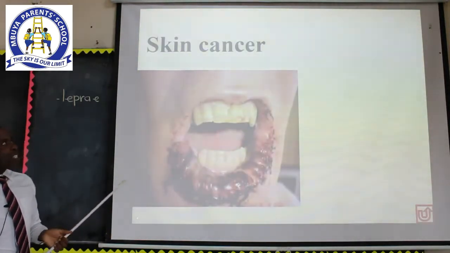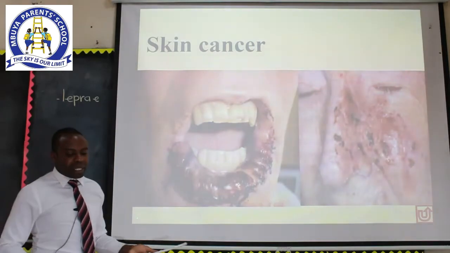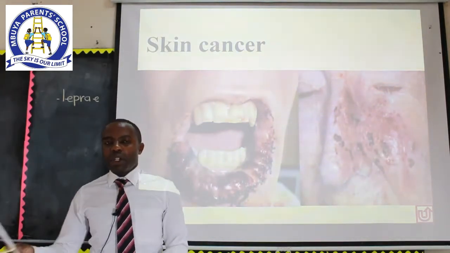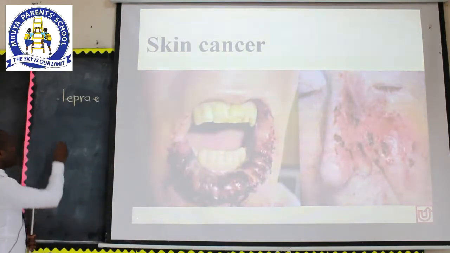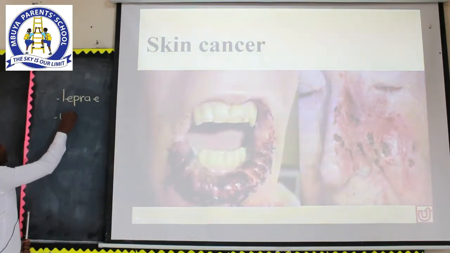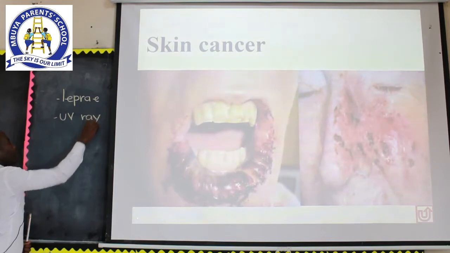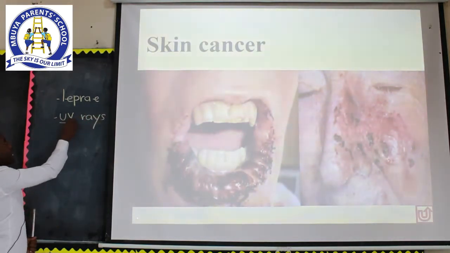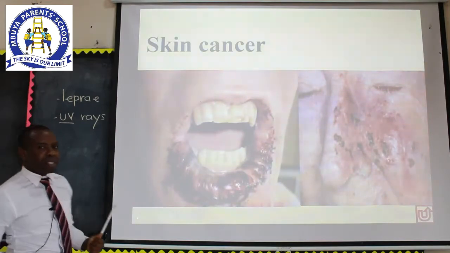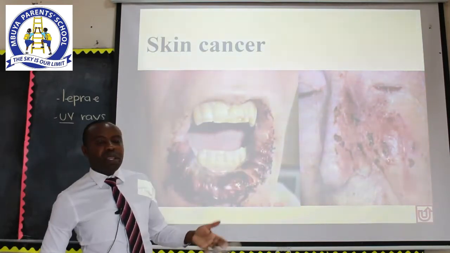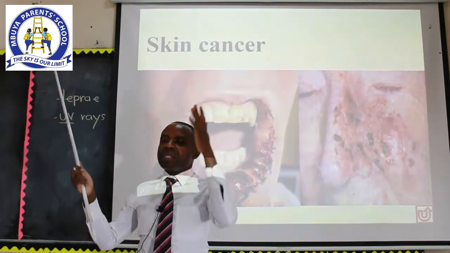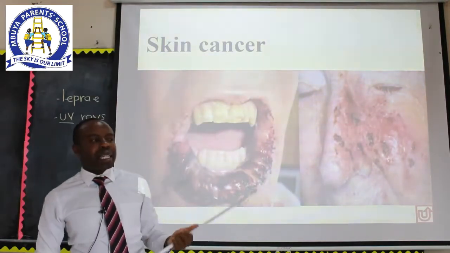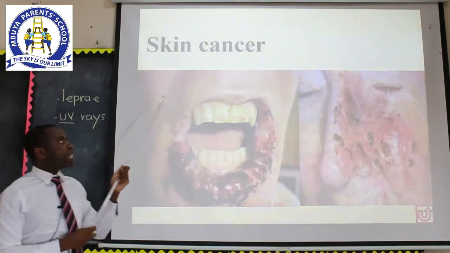Another disease is what you call skin cancer. Skin cancer can be as a result of exposure of the skin to what we call UV rays. Now, UV stands for ultraviolet rays. These can be, for example, dangerous sun rays. If you expose your skin to those rays, then the skin can get what you call skin cancer.